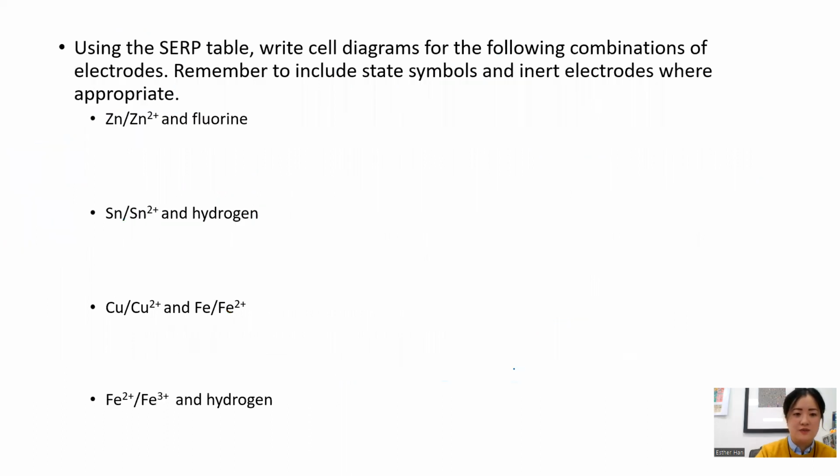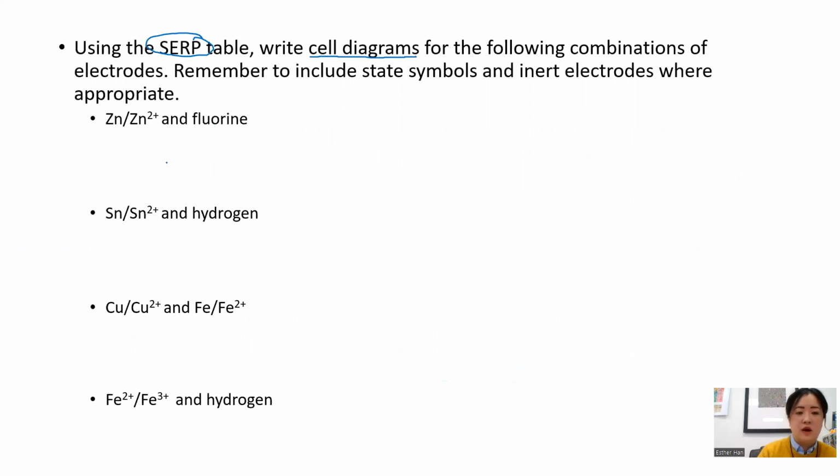Okay, so we're going to go through and use our SERP table that you have in your notes, and we're going to write out cell diagrams for the following combinations of electrodes we have.